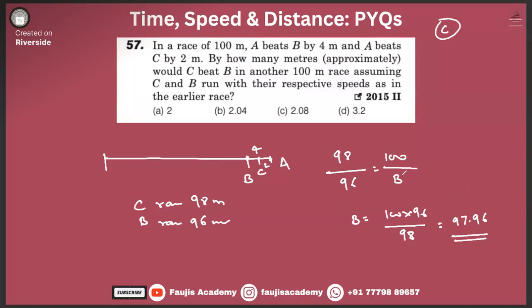Now B is at the finish line and C is somewhere around 97.96. So how much is the distance? Which answer option is correct?